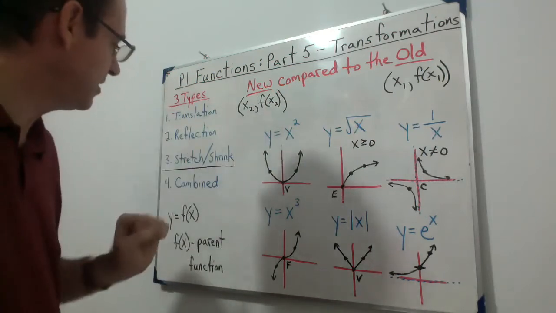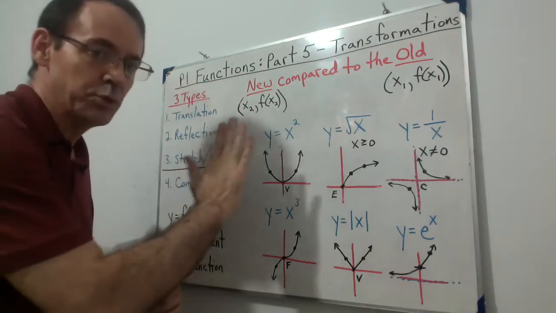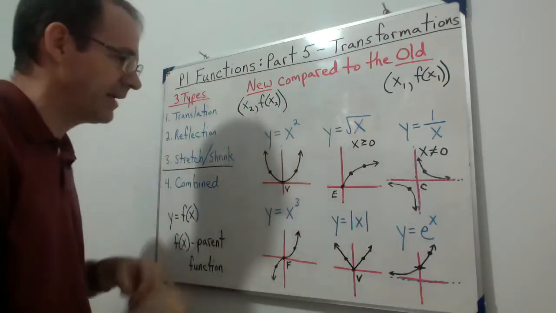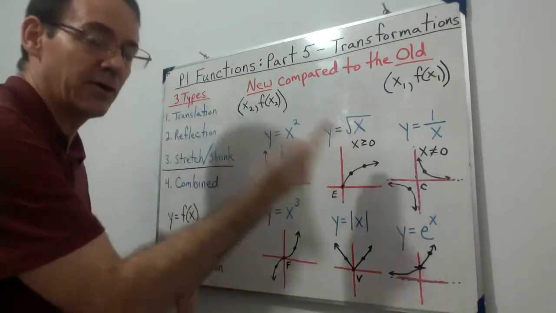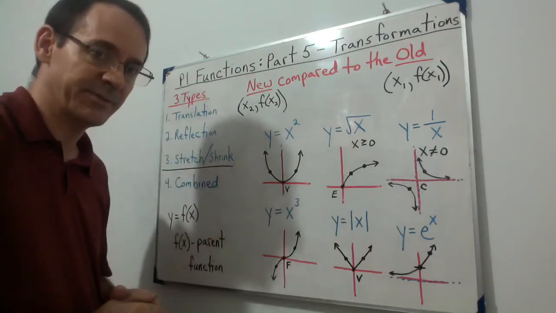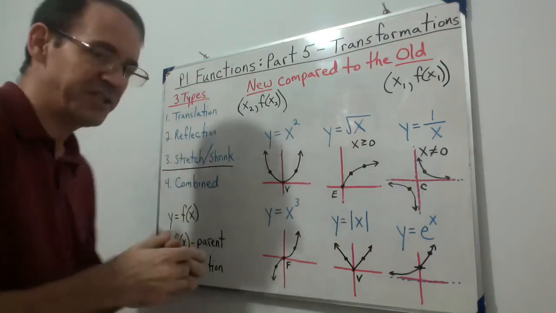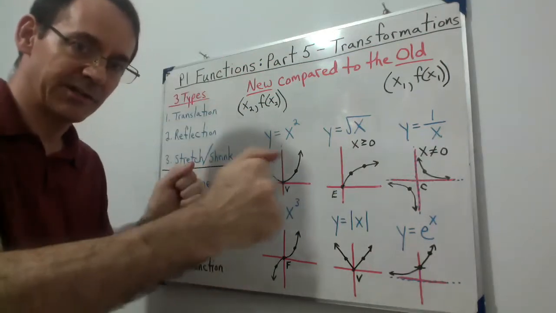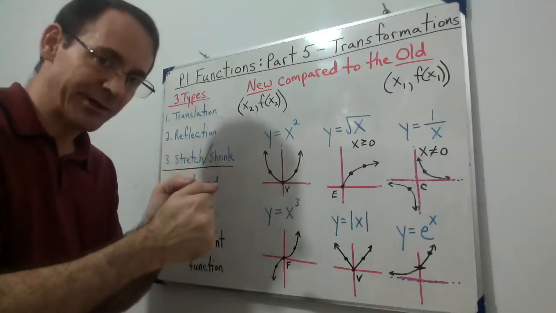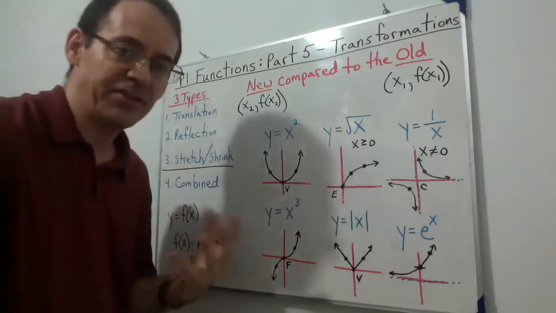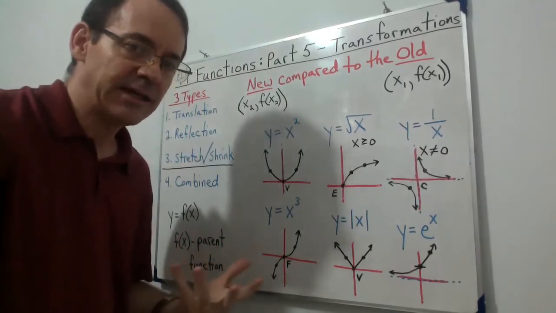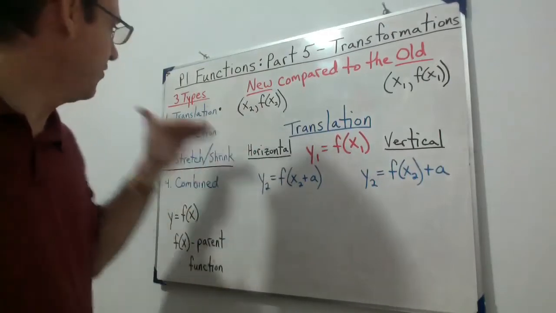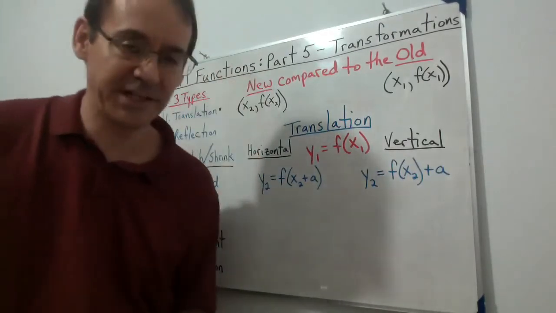So translation is going to be moving a graph left or right, up or down. Reflection is going to be flipping a graph over a particular axis of symmetry. And then stretching is going to be, of course, stretching it along a particular axis, or shrinking as well. Okay, so let me set up for our first type. Okay, here we're going to talk about the first of our 3 types of transformations.